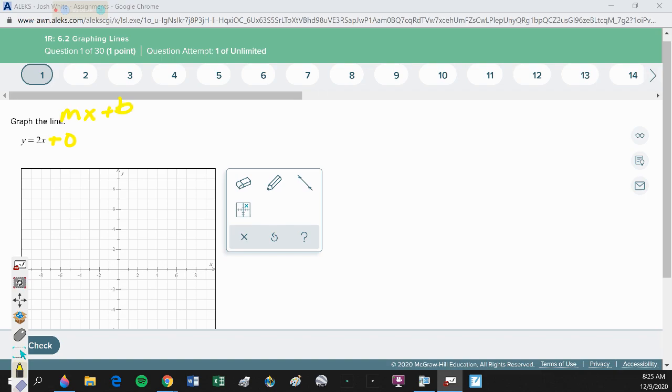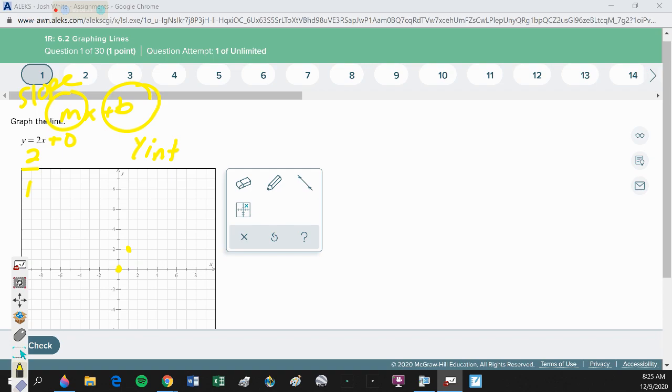y = mx + b, where b is the y-intercept and m is the slope. So this one has a y-intercept of 0, and the slope is 2 over 1, so up 2 over 1. How do I know it's up and then right?